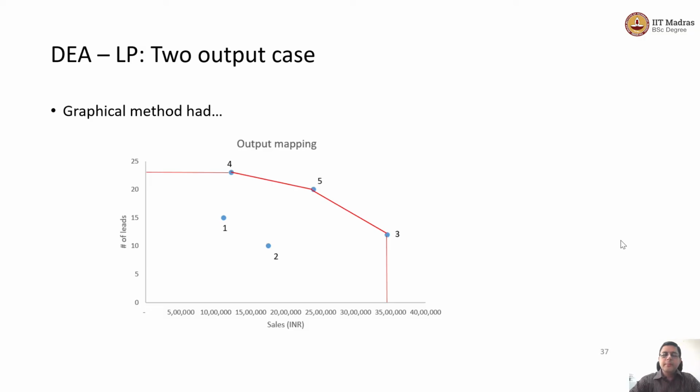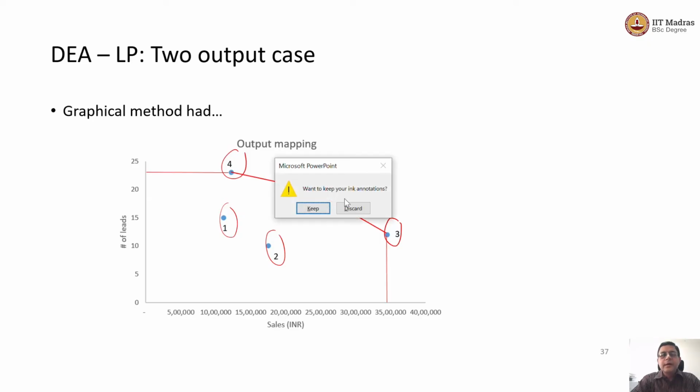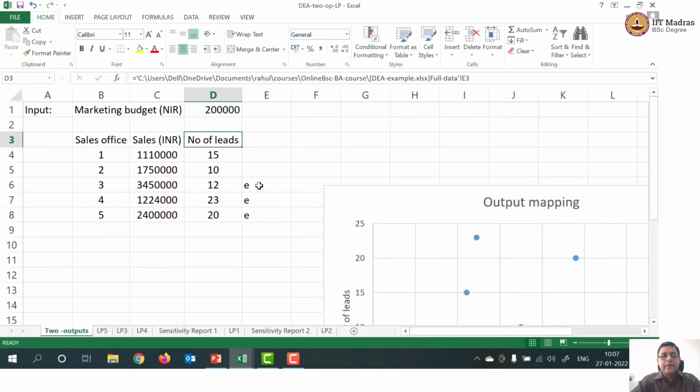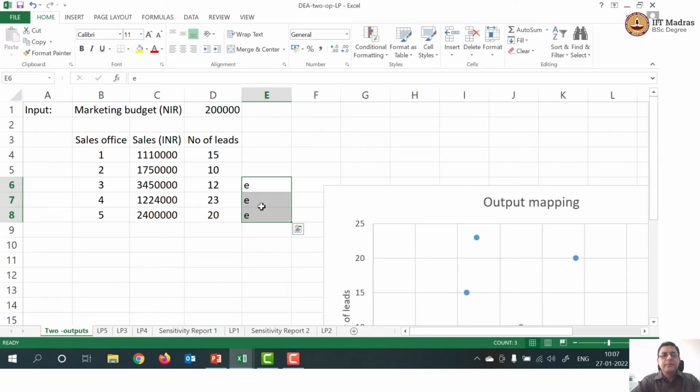Inwards is usually when you minimize the inputs. Here you are maximizing the output, right? So DMU 3, DMU 4 and DMU 5 turned out to be efficient. DMU 1 and DMU 2 turned out to be inefficient in the graphical representation. Let us make sure that we can verify this. I have already identified 3, 4 and 5 to be efficient, right? So let us look at these three first, 3, 4 and 5. Let us look at 3 first.